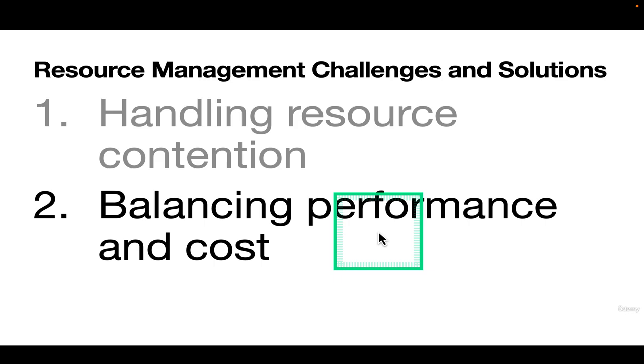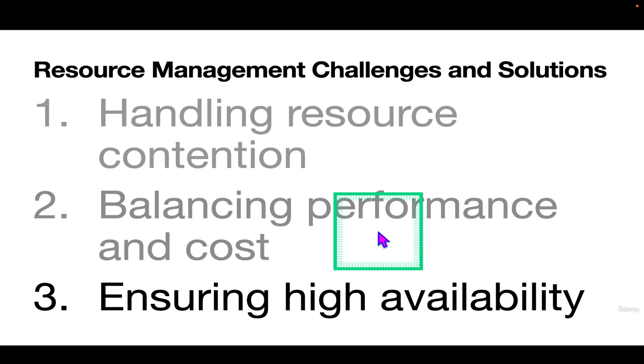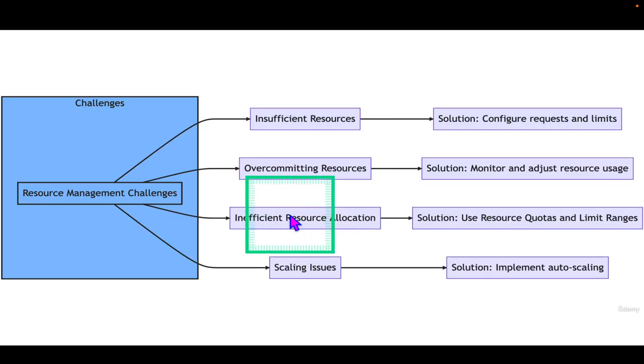Balancing performance and cost: striking a balance between performance and cost can be achieved by optimizing resource allocation based on application requirements, monitoring metrics, and leveraging auto-scaling mechanisms. Ensuring high availability requires effective resource management strategies such as load balancing, redundancy, and backup solutions, along with proactive monitoring and incident response. So these are the resource management challenges.